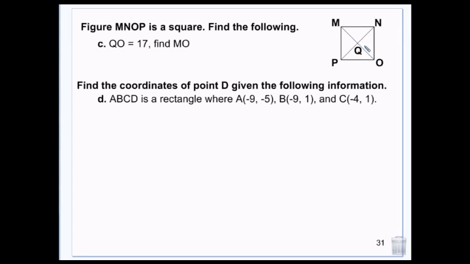QO is 17. So what is MO? Remember, the diagonals bisect each other. 34. Yeah. So it's going to be, because this is half, so this would also be 17. So you're going to have 2 times 17. Does that make sense? Right. And then here we have a rectangle.